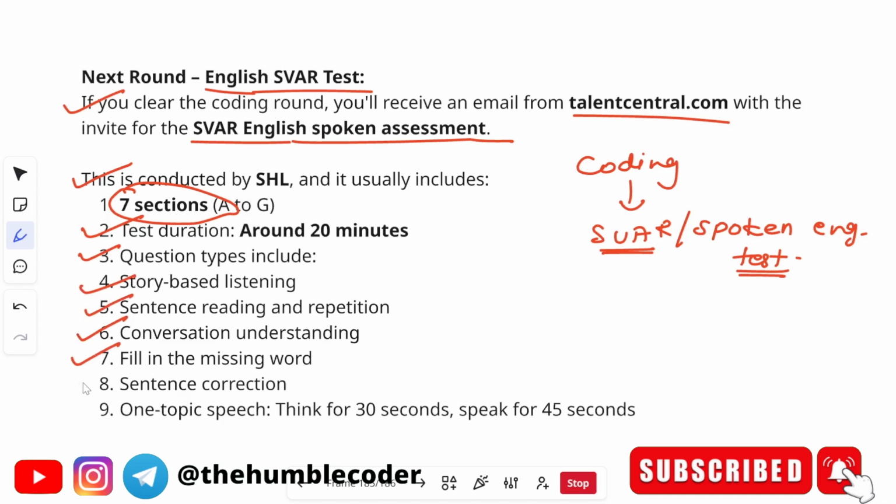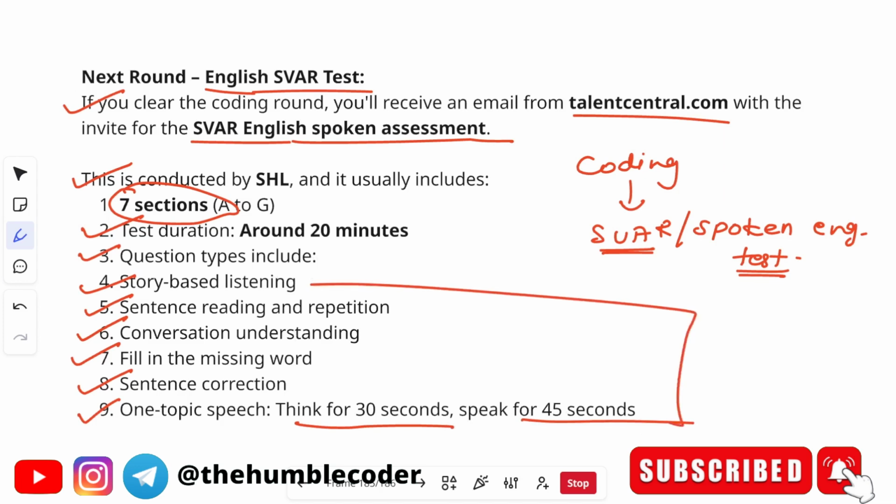And then you can have questions based on sentence corrections. Another topic can be one topic speech, which means you will be given a topic, you will have to think on it for 30 seconds and then you will be asked to speak on it for about 45 seconds. So these are the types of questions that can come in your English spoken test.